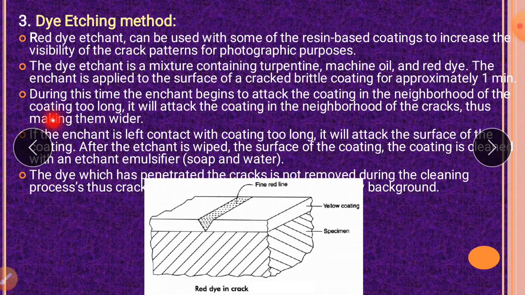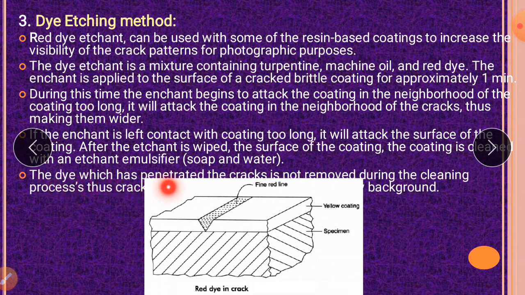It will attack the coating in the neighborhood of a crack, thus making them wider. If the etchant is left in contact with the coating too long, it will attack the surface of the coating. After that, the etchant is wiped from the surface of the coating. The coating is cleansed with the etchant emulsifier, soap or water.